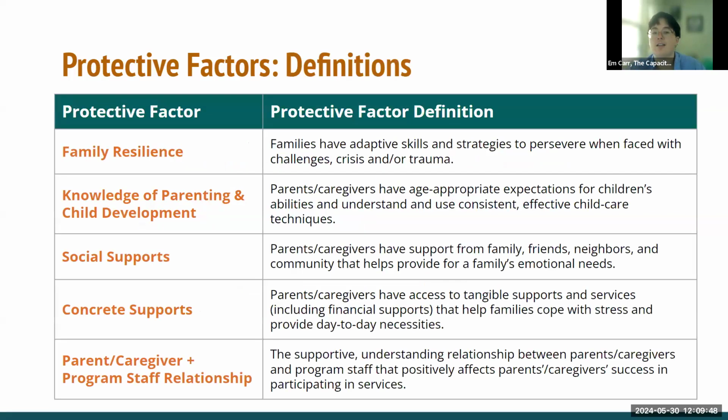So these might look a little familiar to you. Maybe you have to do some semi-annual reporting about one or more of these protective factors that you've chosen to measure in your program. Let me know if that looks familiar to you. There's the definitions of all of these protective factors. On the right, you can see there's a definition for social supports: parents and caregivers have support from family, friends, neighbors, and community that helps provide for a family's emotional needs.